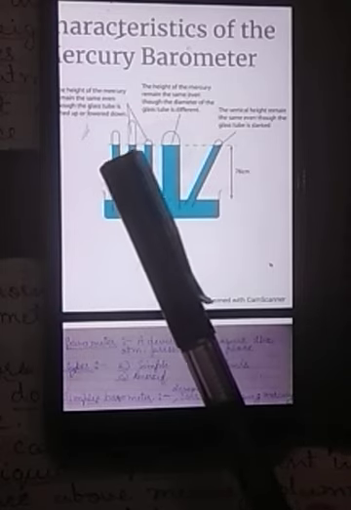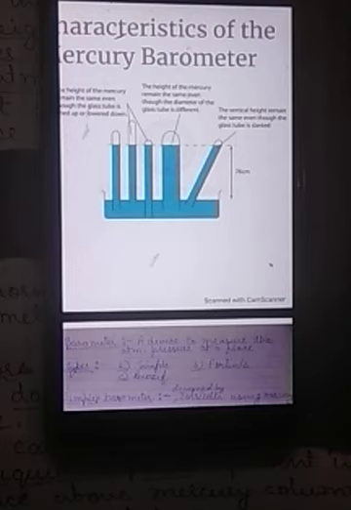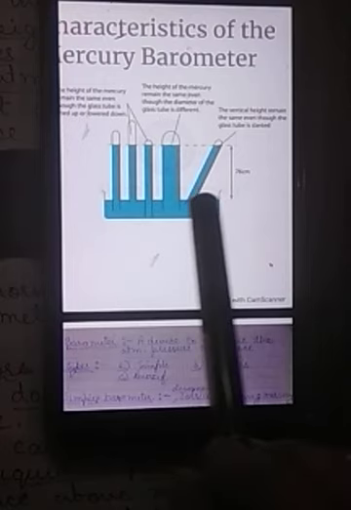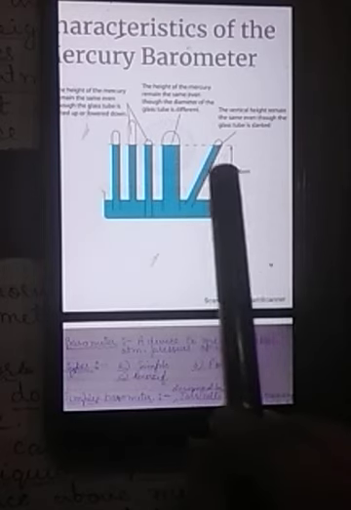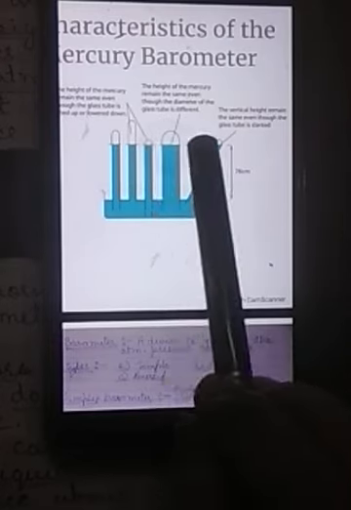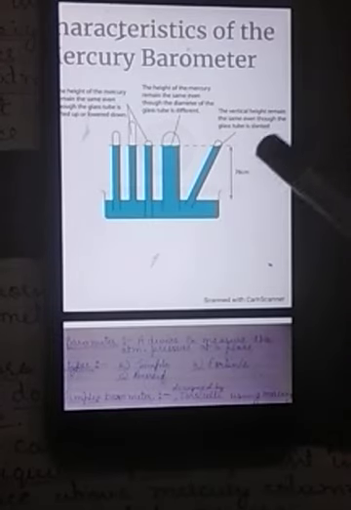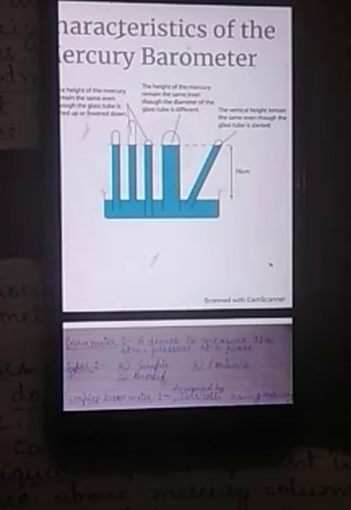In every case, you will see the same barometric height. From where do we measure the barometric height? From the surface of mercury in the trough, that is the bigger glass vessel, from this surface till the end point, the highest level of the mercury. This is called the barometric height. You change the test tube, you tilt the test tube, you make it slopy, it is not going to affect the barometric height. Now, which factor is going to affect the barometric height?